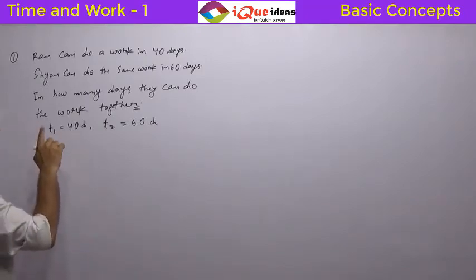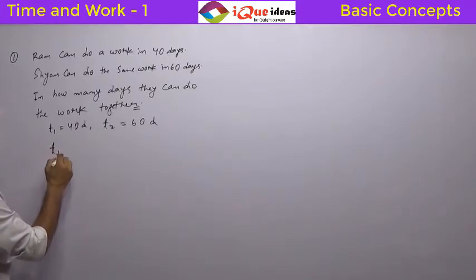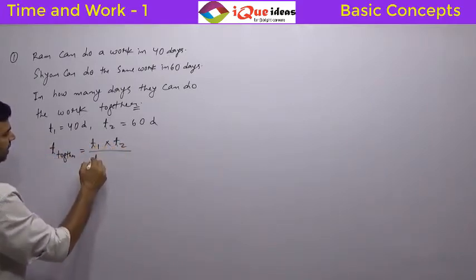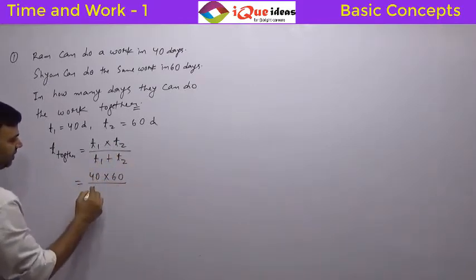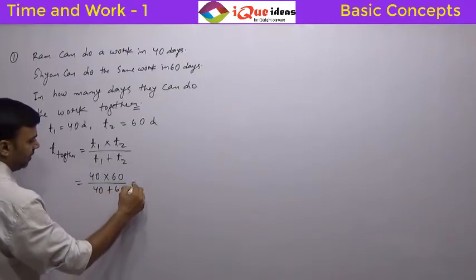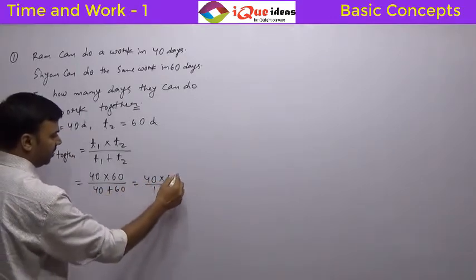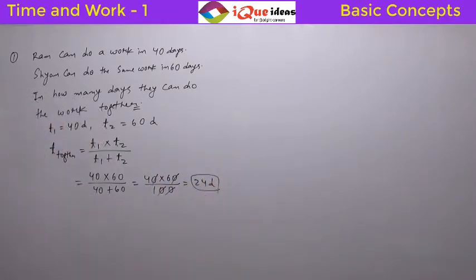Nothing is mentioned about the speed, so we assume it is constant speed. So time together is straight away equal to T1 into T2 upon T1 plus T2. You don't have to think anything else. So it is 40 into 60 divided by 40 plus 60, which is 100. So the zeros cancel, and 4 into 6 is 24. That means they can do this work together in 24 days.